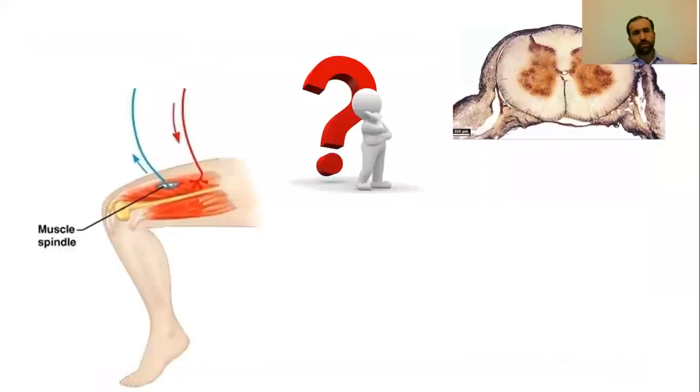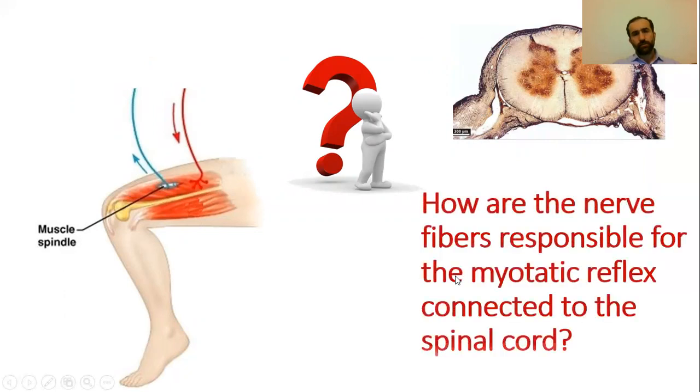Now, after we observe all this information, I can show you again the same figure as I showed you at the beginning. This is the neuromuscular spindle of the muscle. It has a sensory fiber connected to it. To what part of the spinal cord should we connect it? This is our question. And the motor neuron as well. To what part? We will see now.